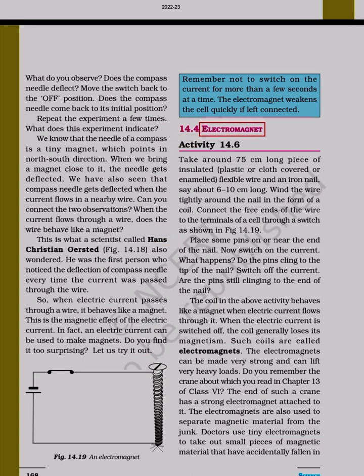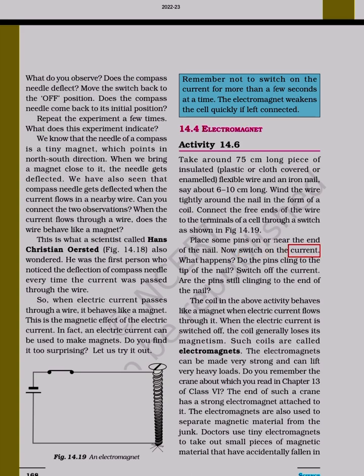14.4 Electromagnet. Activity 14.6. Take around 75 centimeters long piece of insulated plastic or cloth covered or enameled flexible wire and an iron nail, say about 6 to 10 cm long. Wind the wire tightly around the nail in the form of a coil. Connect the free ends of the wire to the terminals of a cell through a switch as shown in figure 14.19. Place some pins on or near the end of the nail.